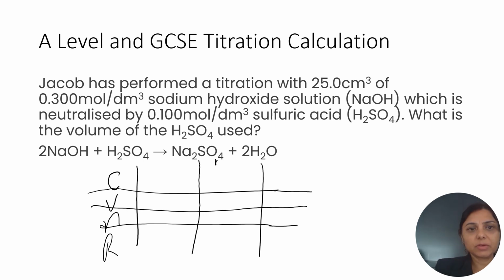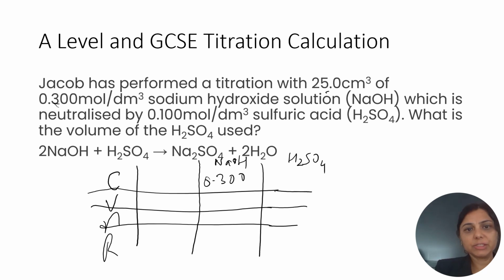So we've got NaOH, which is sodium hydroxide, and we've got H2SO4, which is sulfuric acid. If I look at the concentration for NaOH, it says it's 0.300. And if I look at the volume, it says I've got 25.